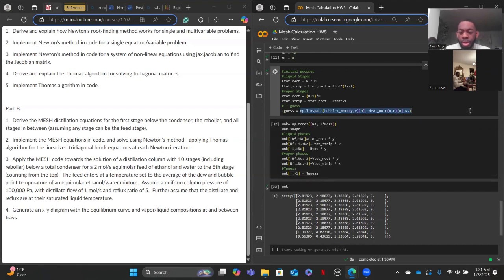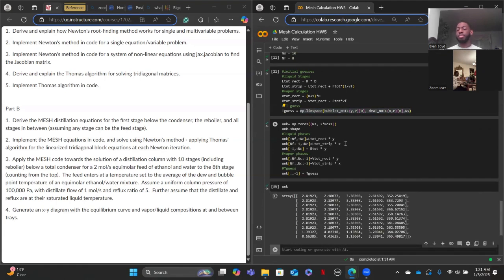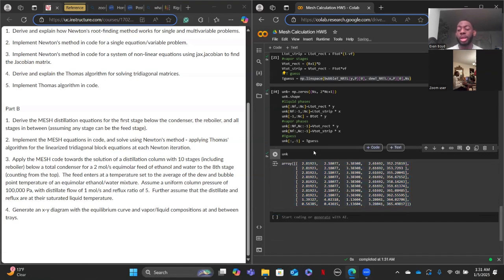Now we have it up here. Okay, so we hit shift enter. Oh yeah, we have it now. So now we have a 10 by 5 matrix of basically our guesses that we want to put into our solver later to then try to find our actual numbers for our distillation column. This is, like I said, our guesses for each of the stages in our distillation column.